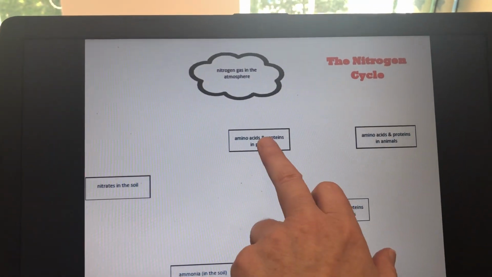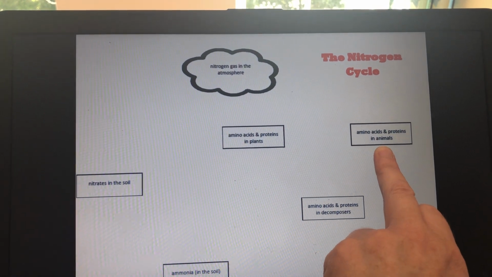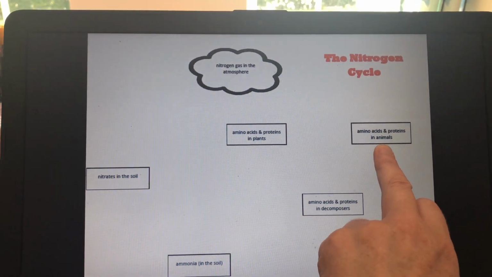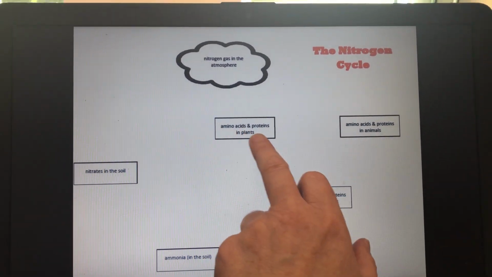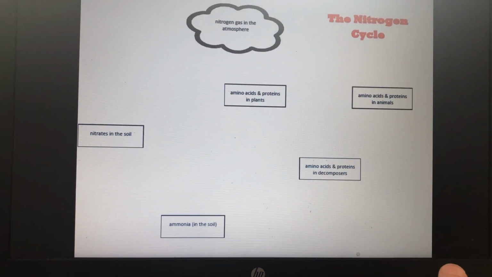How do the amino acids and proteins get from plants to animals? Well, when the animals eat the grass, the plants, they take in the proteins, break it down, build it up into new amino acids and proteins.